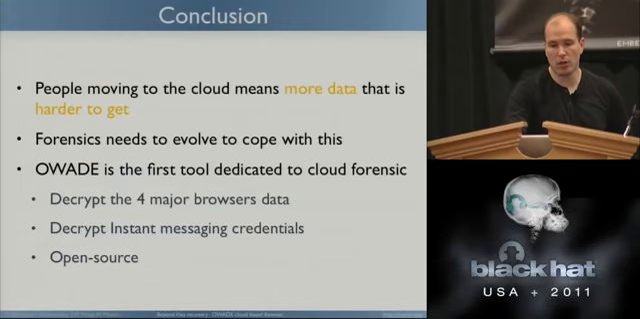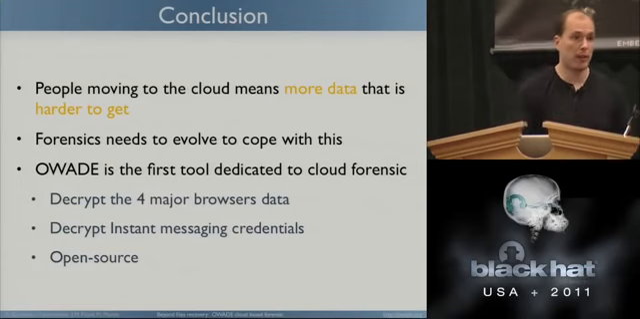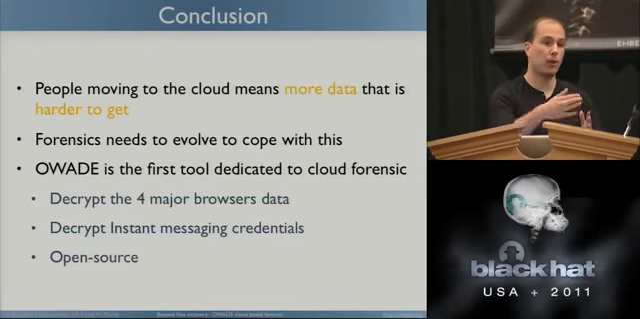As a conclusion, people are moving to the cloud. It means that there is more data. It also means that we have to work harder when we do forensics to get it, and it's possible. And now that OWADE is public, it should be easy to integrate this with your own set of tools, or you can use it as is. And we believe that we have overcome this barrier, which was the encryption of Windows and proprietary software, so you can actually get the data.